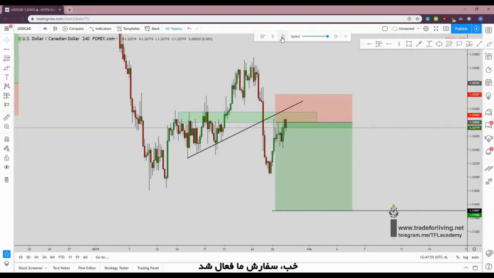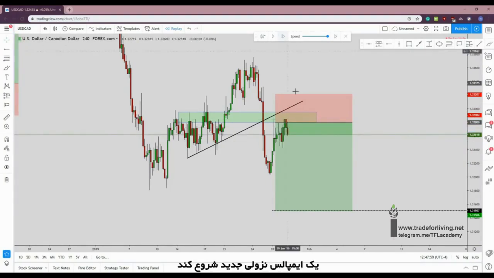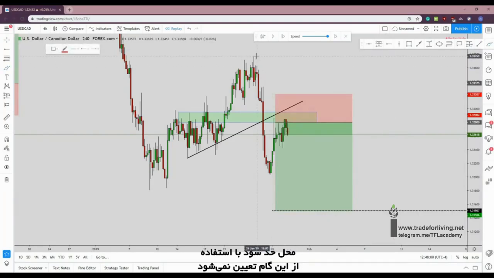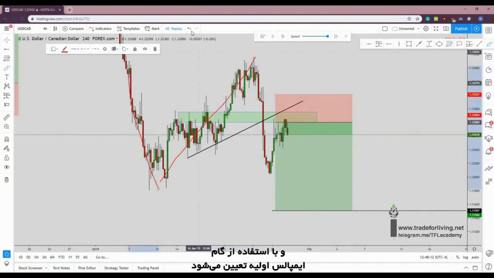Perfect, we got filled, and it seems the market has now started a new impulse to the downside. Now let me tell you why in this particular case, which is the only case in which for the ICI strategy the take profit is not basically determined by taking this leg, but it will be determined taking the impulse leg.